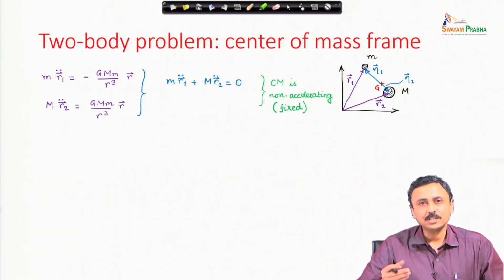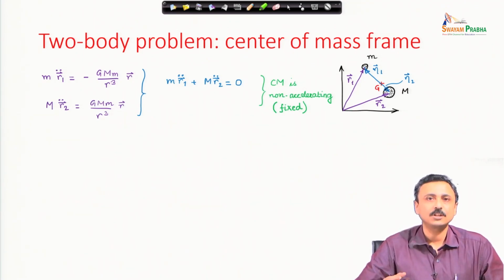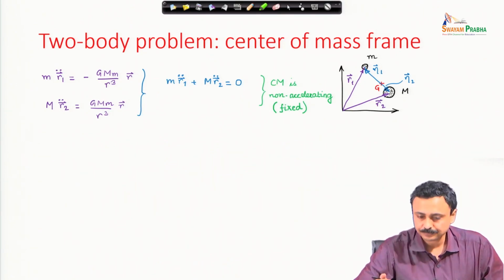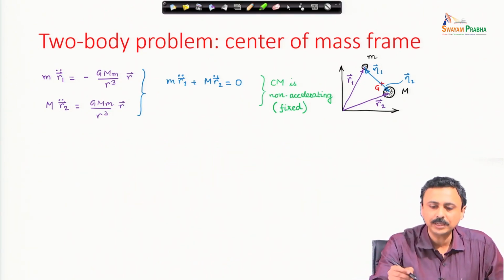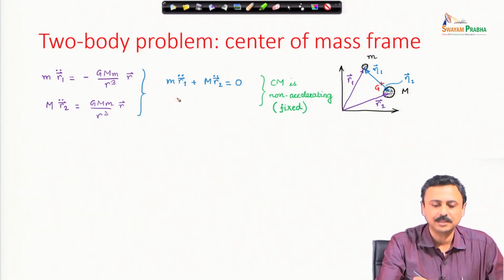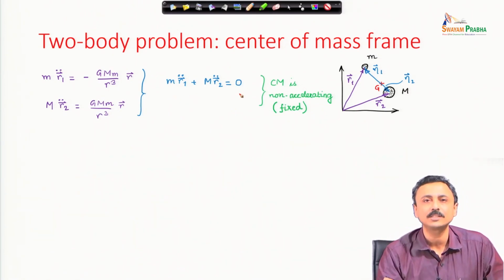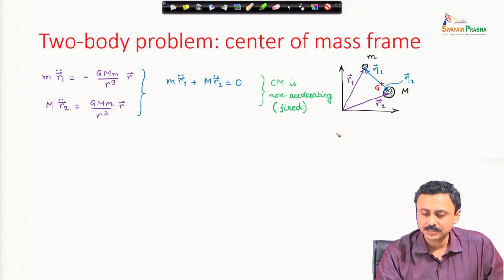Therefore, I can always switch to an inertial frame which is moving with the center of mass, and in that frame the center of mass becomes fixed, and that is what the center of mass frame is. Now, how do we say that this means that the center of mass is non-accelerating? It is because of the way we define center of mass.